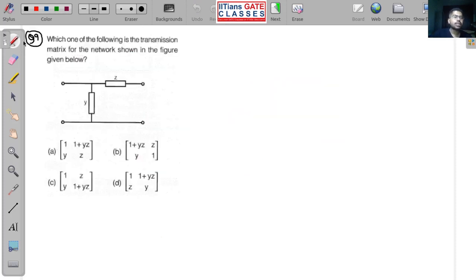Now this question number 9, this question has two approaches to solve. One of them is very easy and one of them is time consuming, but still it is very easy. So what is it? Which one of the following is the transmission matrix for the network shown in the figure given below? So they have asked you the T matrix, that is my A, B, C, D parameters they are asking you.